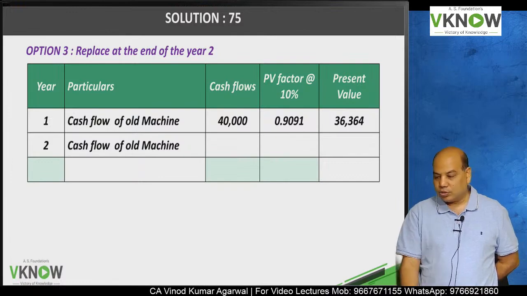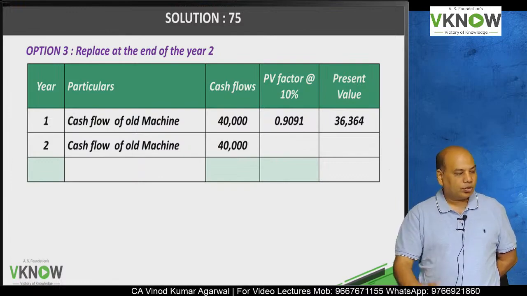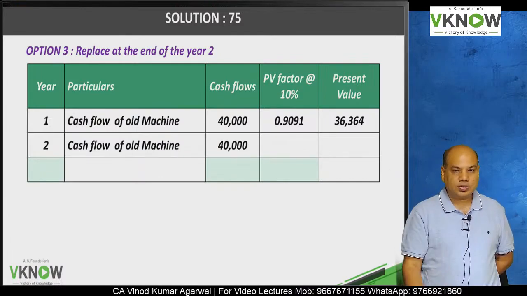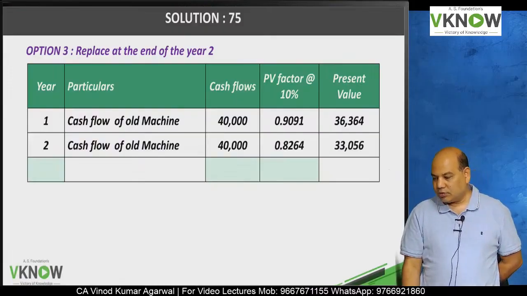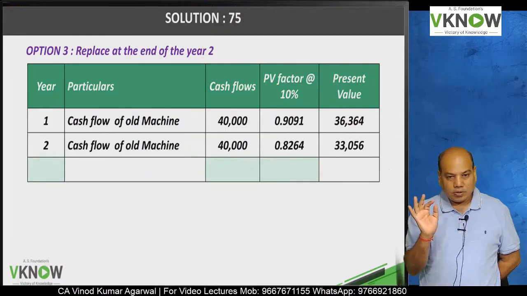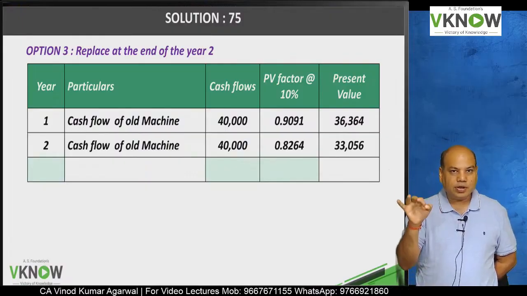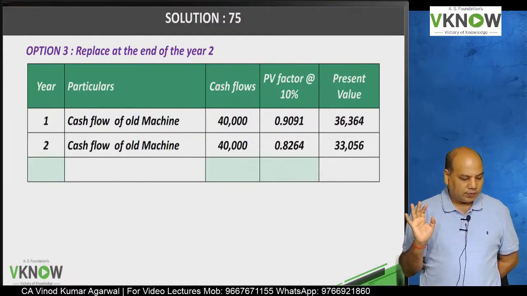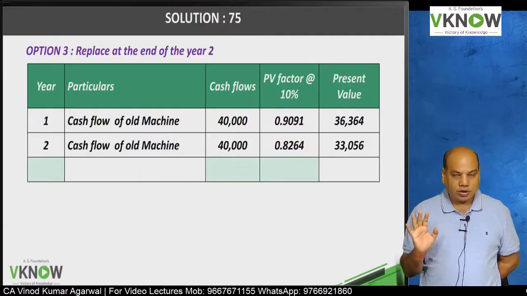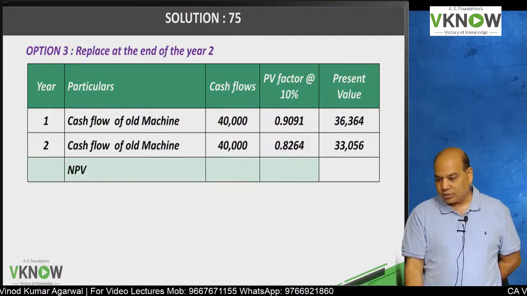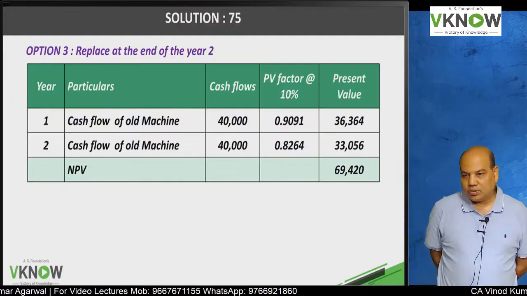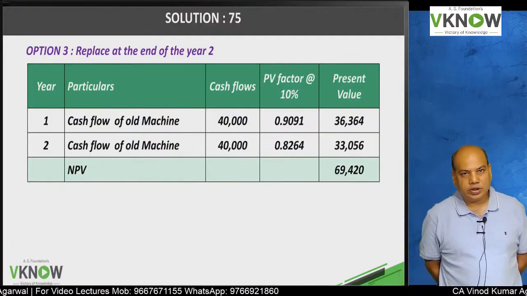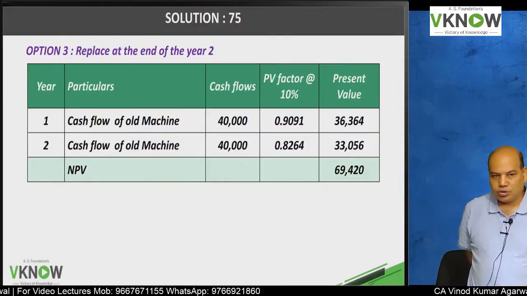Again write down cash flow of the old machine only. You are going to use it for 2 years. 40,000, present value 33,054. Now we don't know what the salvage value is after 2 years. From the reading of the question, it is not clear, so I have ignored it. So my present value will be 69,420.